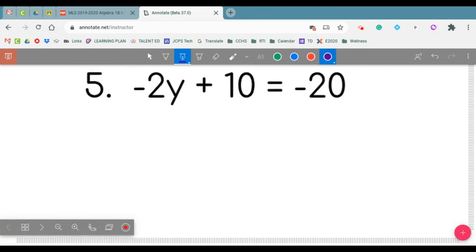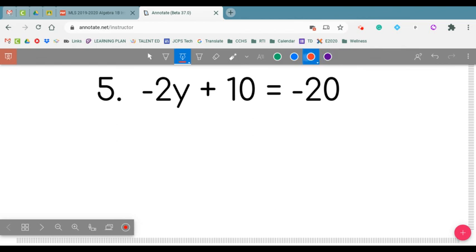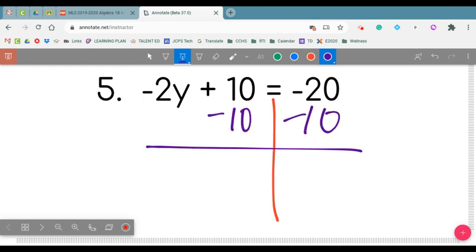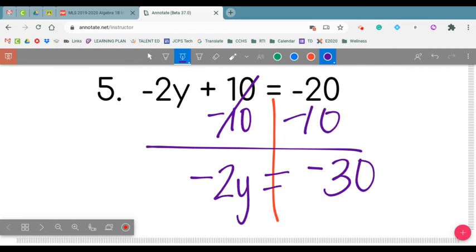Okay, next problem, we have negative 2y plus 10. So I'm going to draw my line. I need to undo addition and subtraction first. So I need to undo that positive 10 by doing a negative 10. That cancels. I'm left with negative 2y, a negative 20, and a negative 10. Add them and keep your sign. So 10 plus 20 is 30, and I keep that negative sign. So I'm going to get negative 30.